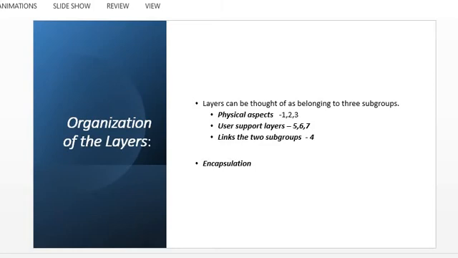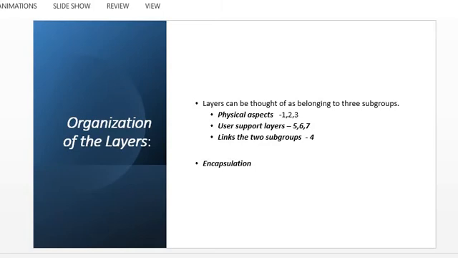So these layers 1, 2, and 3, we say they fall under the physical aspects of the communication process, because they deal with the physical aspects of moving data from one point to the other. Then we have layers 5, 6, and 7, which are the session layer, the presentation layer, and the application layer. These layers are there to support user processes. So we can say they are user support layers.